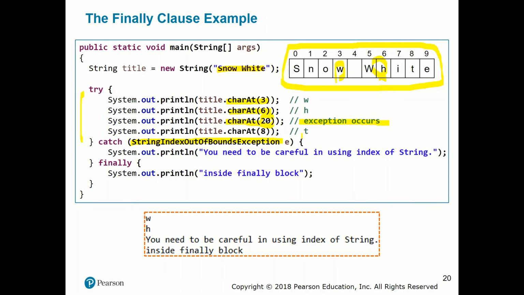Okay, so when you run this code, then here W will be printed out and H will be printed out, and at this line exception occurs. So computer sees catch statement, and this is the exception that occurred in try block. So this line is printed out. Okay, so W, H, and catch block, and finally block is printed out regardless of the exception. So inside the finally block is always printed out like this.